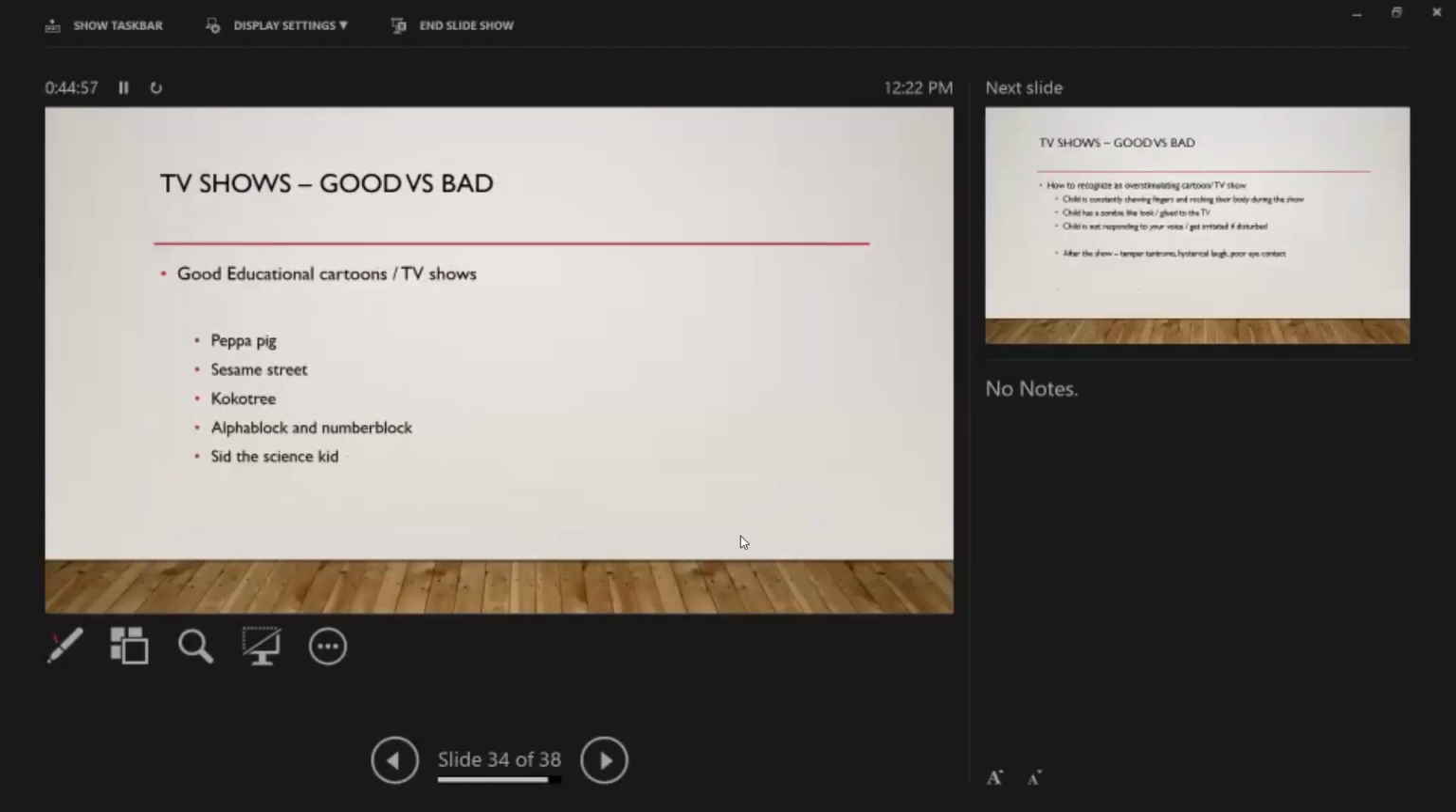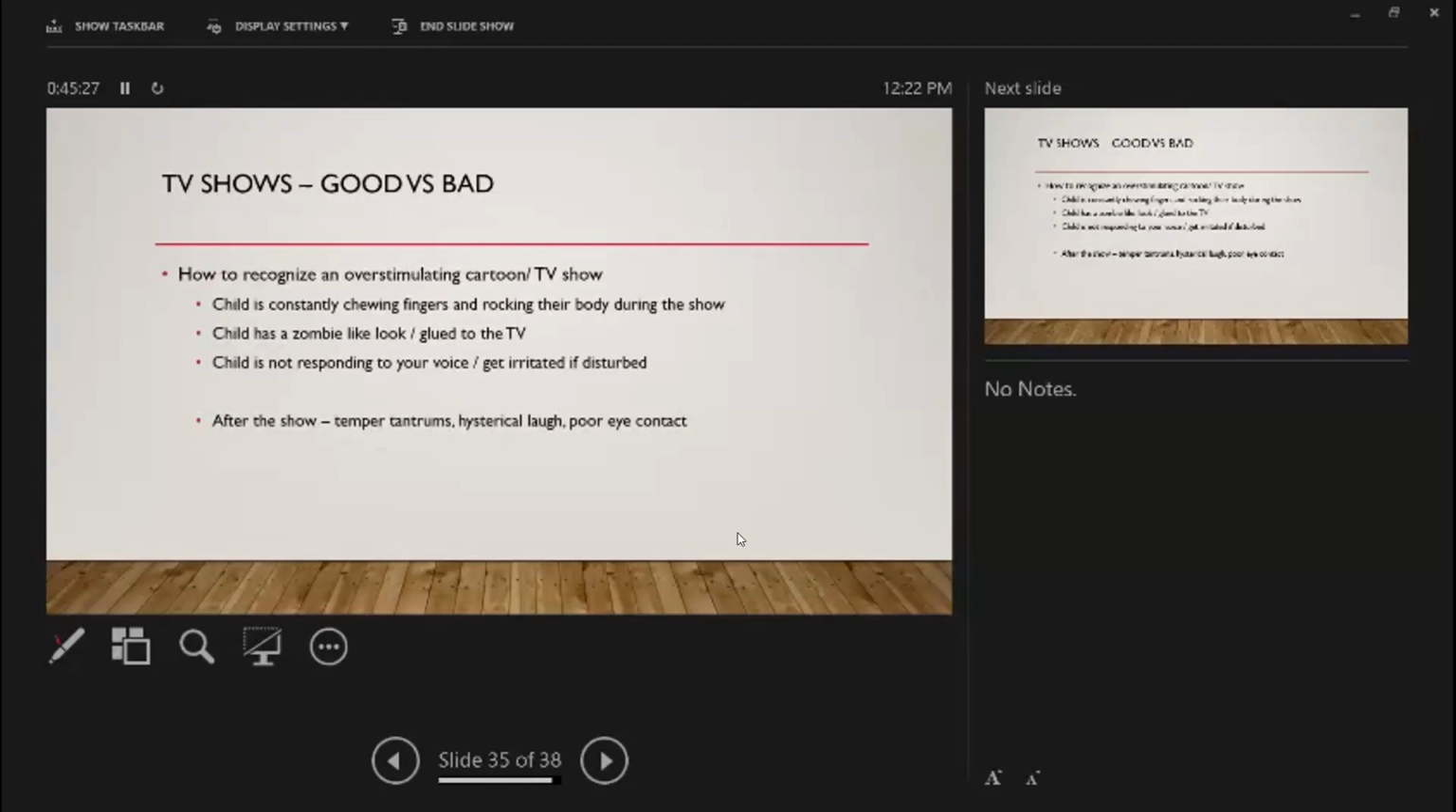Then TV shows, how do we know whether it's a good show or a bad show? These are common educational good TV shows: Peppa Pig, Sesame Street, CoComelon. Alphablocks is a cartoon where you can learn about letters, Numberblocks is a cartoon where you can learn about numbers, and Sid the Science Kid. I can see the students are taking photographs for the future, I suppose. It will not come in your final year, don't worry.